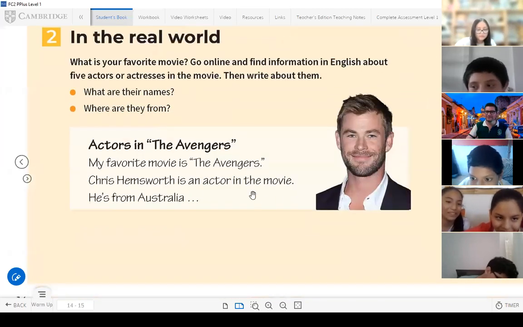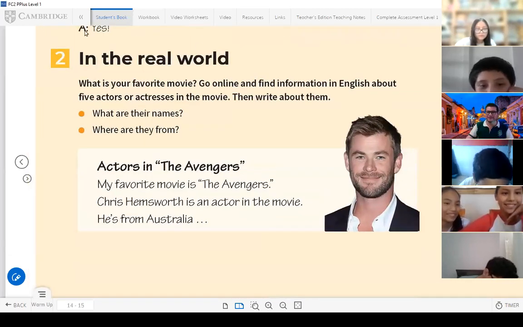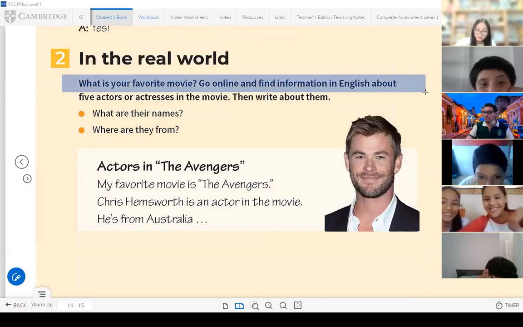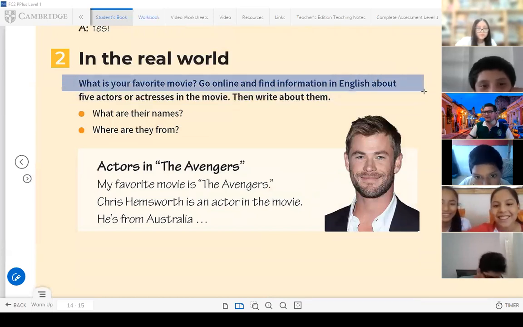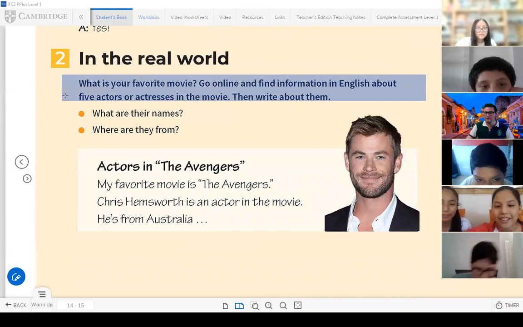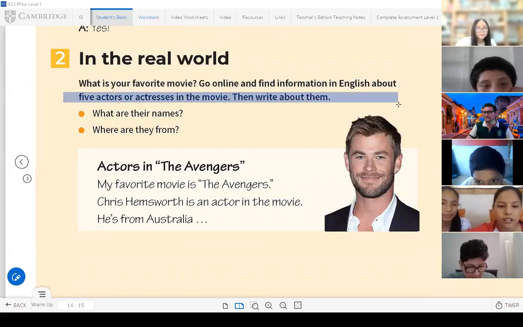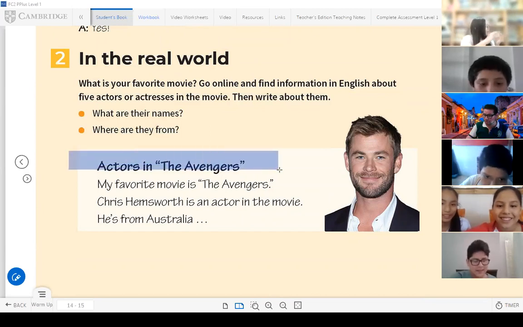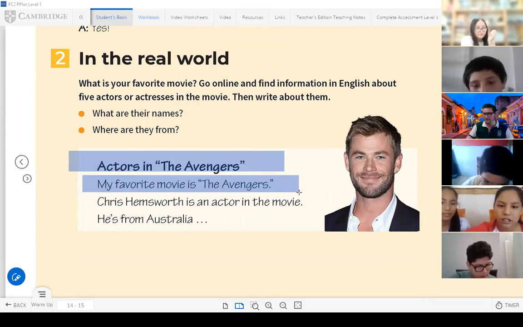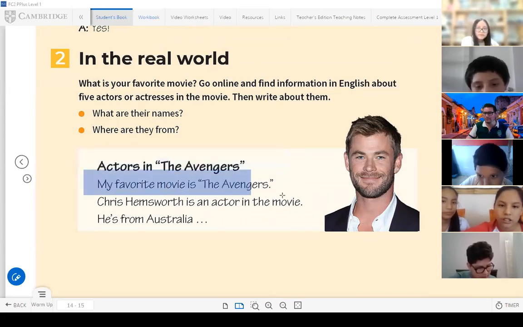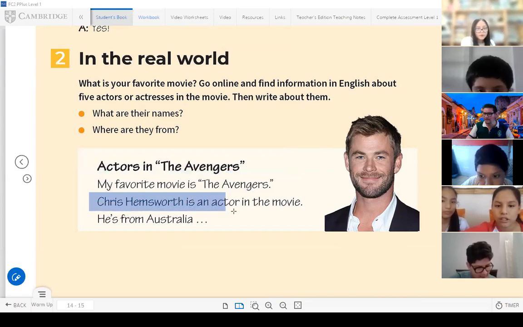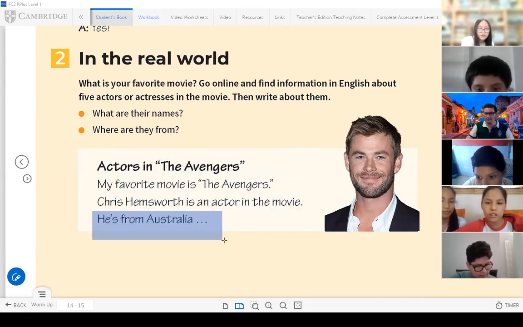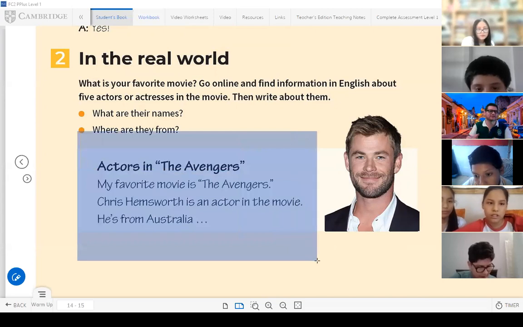Okay, very good. Now, here we have something here, no? What's your favorite movie? Go online and find information in English about five actors or actresses in the movie. For example, what are their names, where are they from? For example, actors in the Avengers. My favorite movie is the Avengers, no? Chris Hemsworth is an actor in the movie. He's from Australia. In the Avengers, do you know another?